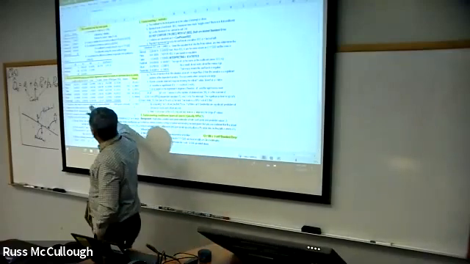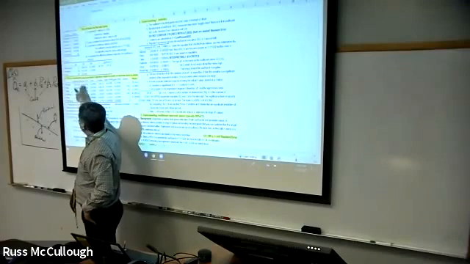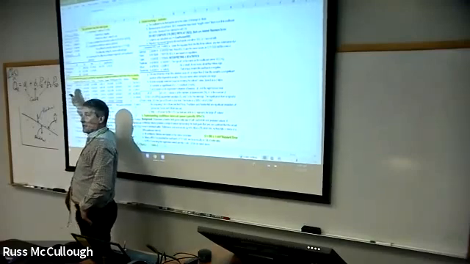So we know just from the way the output is generated from Excel that this standard error is the standard error of the coefficient because it's right next to it.